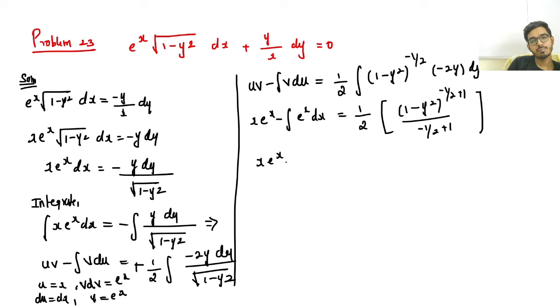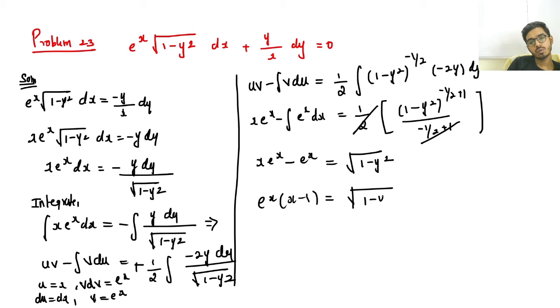This is equal to x e power x minus e power x. So this 1 by 2 and this 1 by 2 will get cancelled. So this will be equal to plus 1 by 2, right? So this will be equal to root of 1 minus y square. So if I take e power x common, we will have x minus 1 is equal to root of 1 minus y square, right? So this is the required solution, or if you want you can also add some integration constant.